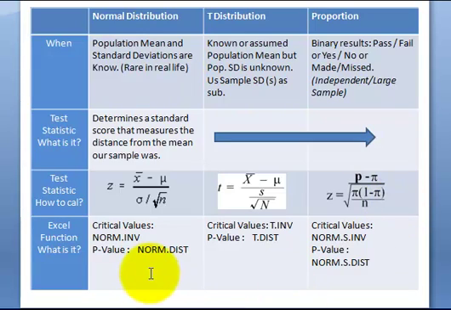And then for Excel, the critical values, we can use NORM.S.INV. For the t-distribution, T.INV. For the p-values, we use the DIST family. And I'll go through those when we do an example.